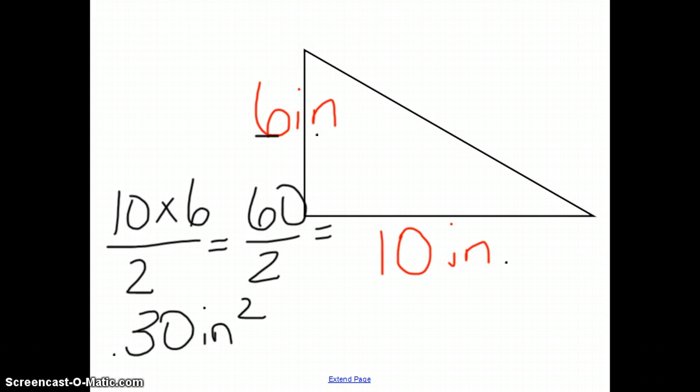Now, ladies and gentlemen, you're going to be doing a little activity, which is finding the area of certain triangles, and you're making your way through the maze to try to get to the finish line. Enjoy yourself and have fun getting your math on.